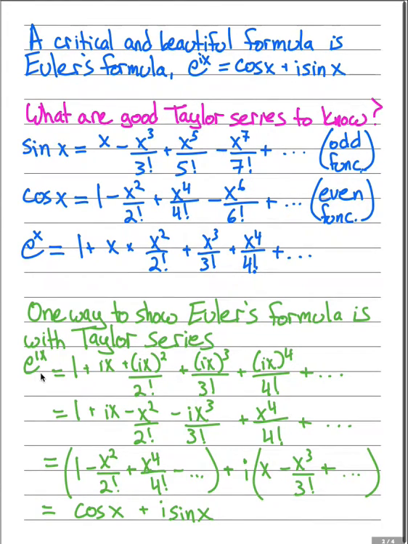So therefore, using Taylor series, we've argued that e to the ix is equal to cosine x plus i sine x. And that's Euler's formula.